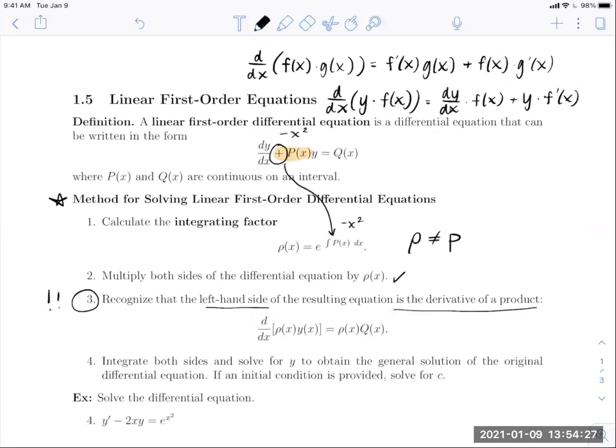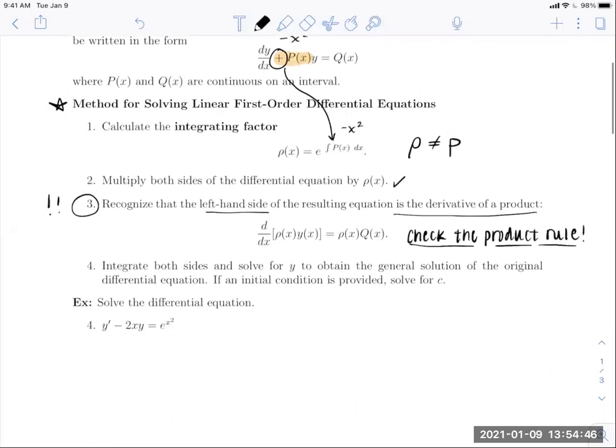So what I'm getting at here is when you're doing step 3, check the product rule. Run through and take 30 seconds to make sure that what you have on the left-hand side is in fact the derivative of a product of two functions before you proceed with this. Now, once you've recognized that it's the derivative of a product, you essentially want to do the reverse product rule. You want to rewrite it as the derivative of that product.